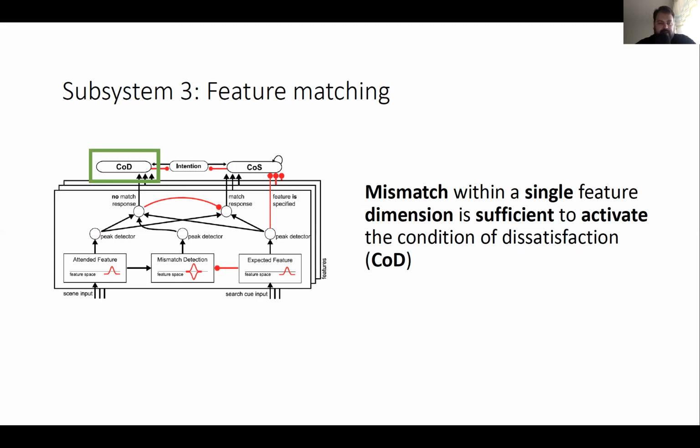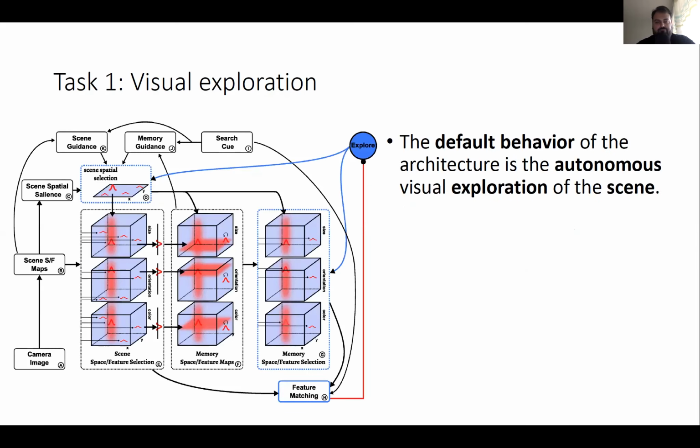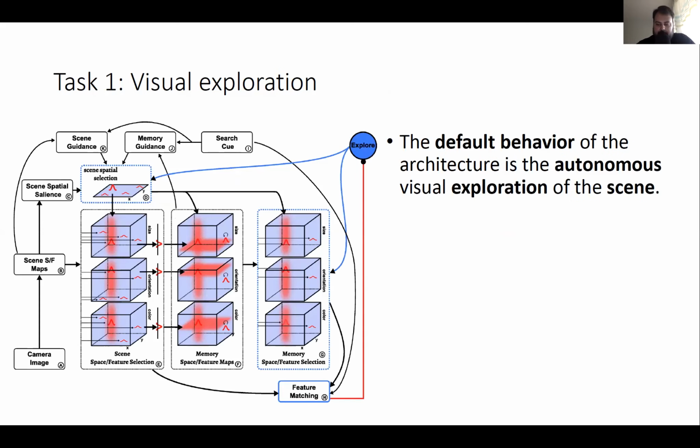A single mismatch along any feature dimension is enough to activate the condition of dissatisfaction, meaning that if one feature is off, it will always signal that there's no match between the attended location and the expected features. In contrast, the condition of satisfaction node will only get activated if all attended features match the search queue. Together with the intention node, these 2 nodes are used to autonomously generate sequences of neural processing steps.